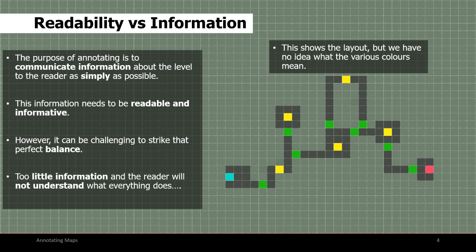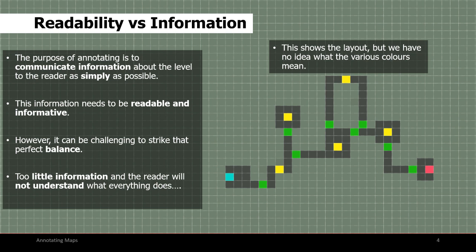So when we come to annotate a map, there's a balance we have to strike between too much and too little information, because the whole point of an annotated map is to convey information and communicate it to the reader as clearly as possible. So it needs to be readable, but it also needs to be informative, and striking the balance between the two is a skill in itself.